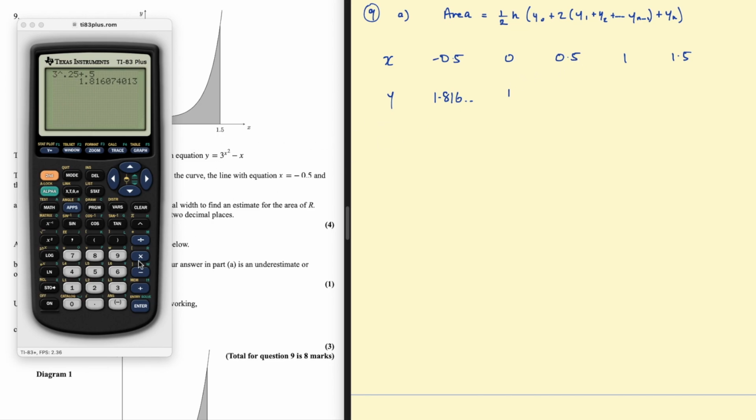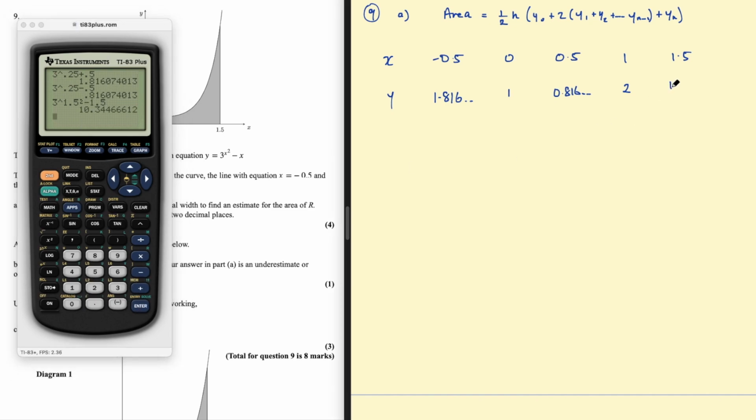Then plugging in 0.5, so 3 to the power of 0.25 take 0.5. This will be 0.816. Plugging in 1, we'd have 3 take 1. I didn't need to put that in the calculator. It's going to be 2. And then the last one is 3 to the power of 1.5 squared, and then we need to subtract 1.5.